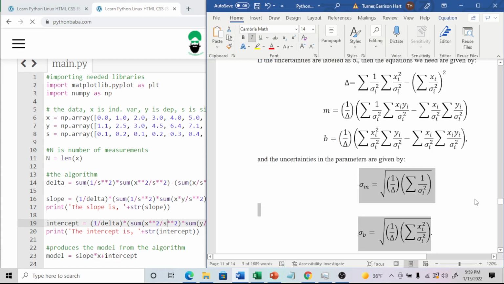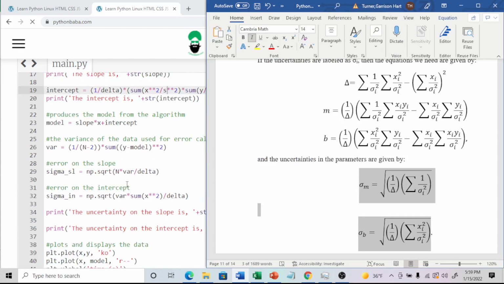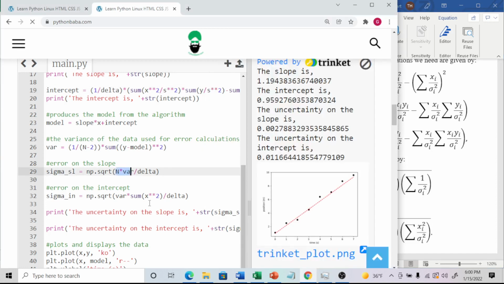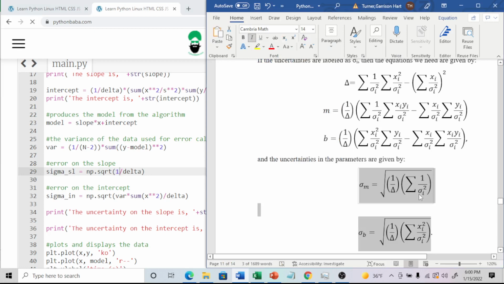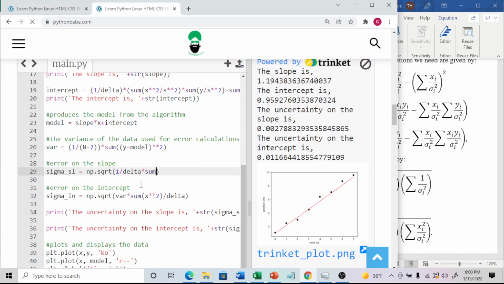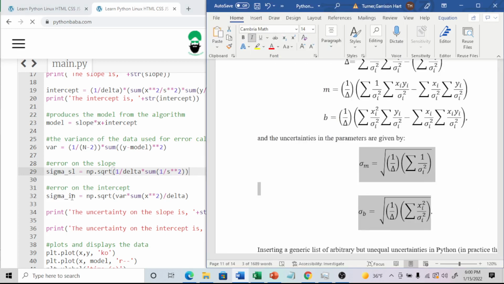So that's what we will do now. I need to update these two equations. Here we still have the square root, but this is going to be 1 over delta, and then that's going to be multiplied by the sum of 1 over the errors squared. So this is going to be times the sum of 1 over sigma squared. And for the error on the intercept, this is again going to be 1 over delta.